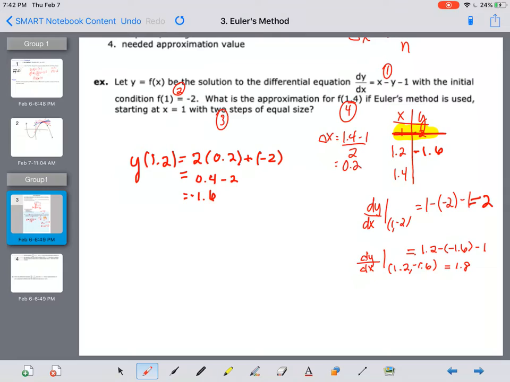So we're going to take that new slope and that new point and do the exact same thing we did with the first step. This is our second step. So we're going to take our second step to approximate that 1.4. Okay.